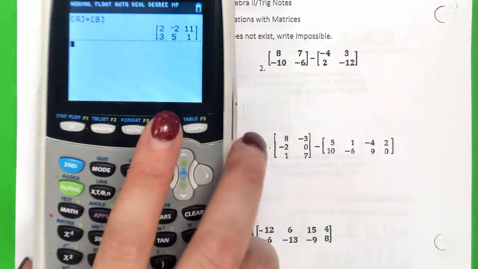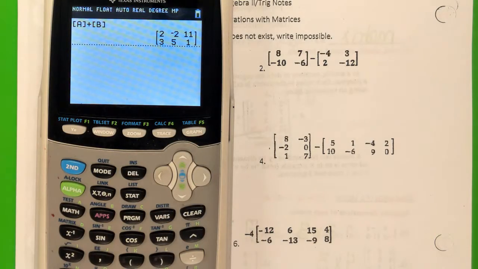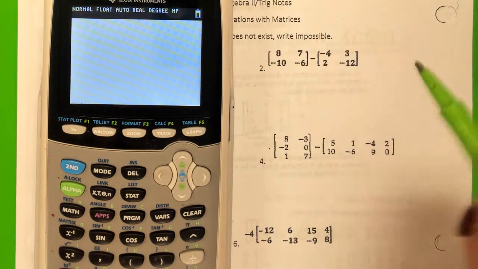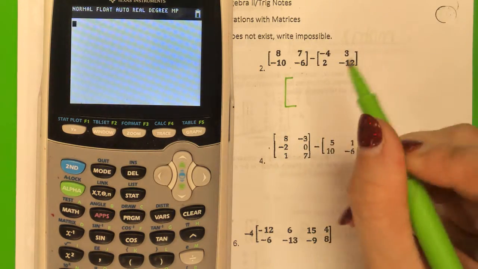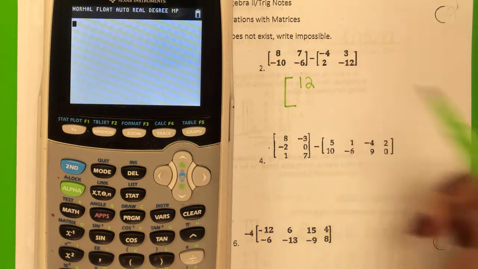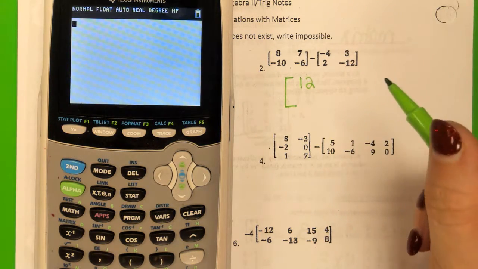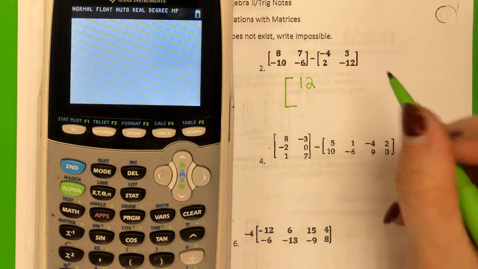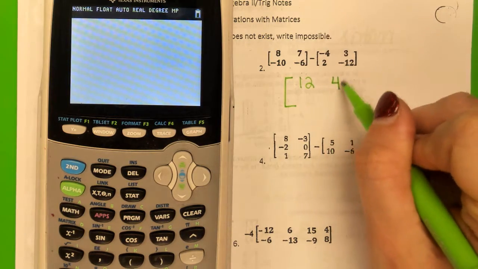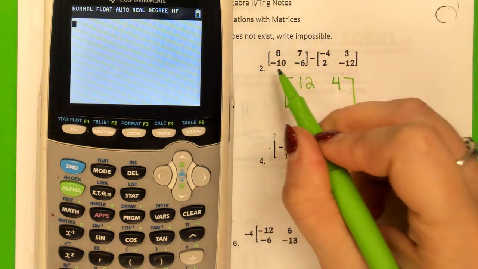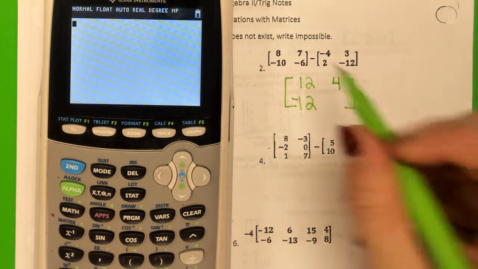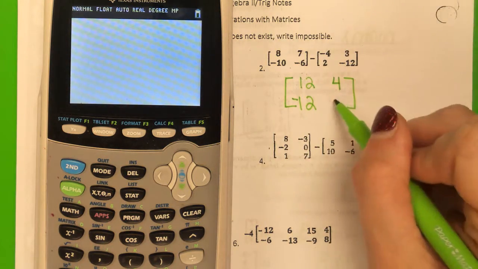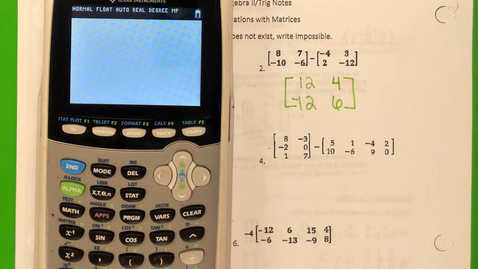All right, so let's go to number 2. What are we doing on this one? We're subtracting, so I have 8 minus negative 4. How much is that? 12. That goes in the top left. I have 7 minus 3. How much is that? 4. Negative 10 minus 2. Perfect. And negative 6 minus negative 12. Positive 6. Are y'all okay?